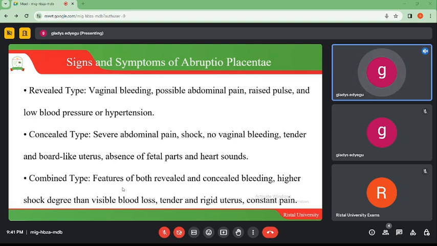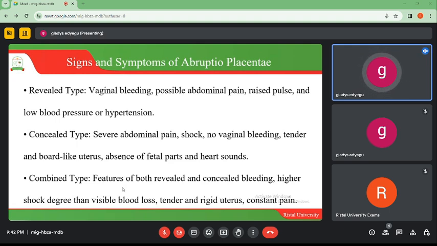Then concealed type. Concealed type is you realize the severe abdominal pain because the blood has been concealed. The mother can be in shock, and then there is no vaginal bleeding. You don't see any blood. There can be tenderness, and then board-like uterus. The mother feels a lot of guarding. When you try to touch, she's guarding. She's feeling a lot of pain, tenderness, because of this concealed blood inside the uterus.